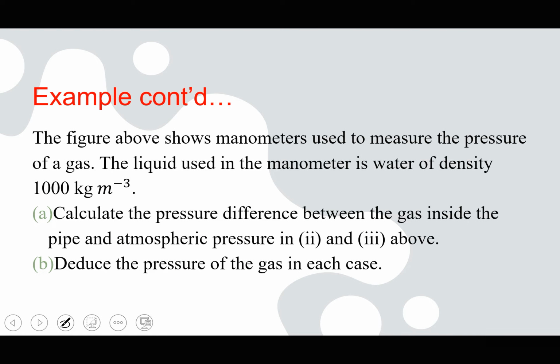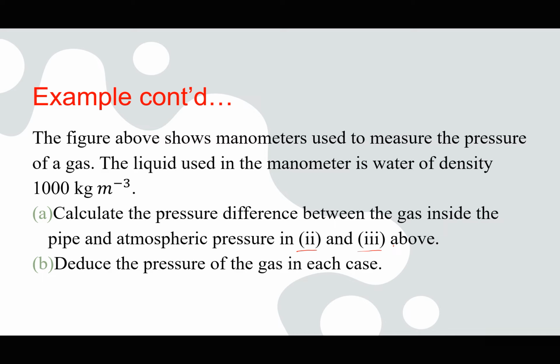The figure above shows manometers used to measure the pressure of the gas. The liquid used in the manometer is water of density 1000. Calculate the pressure difference between the gas inside the pipe and the atmospheric pressure in Roman 2 and Roman 3.